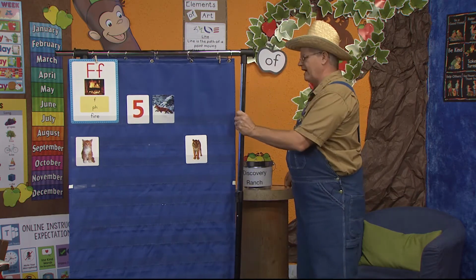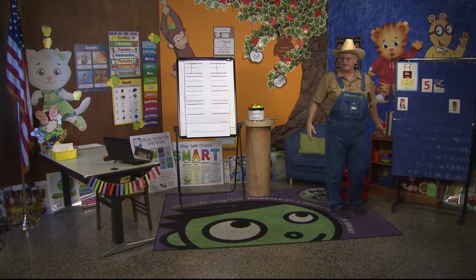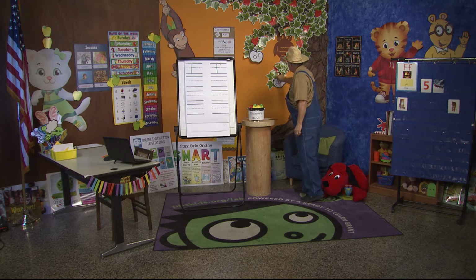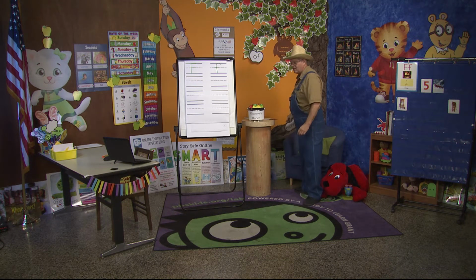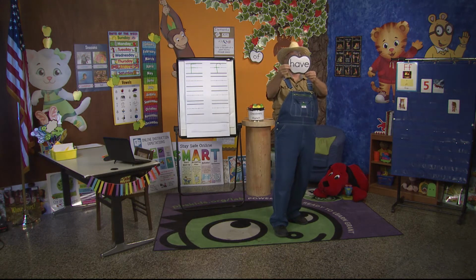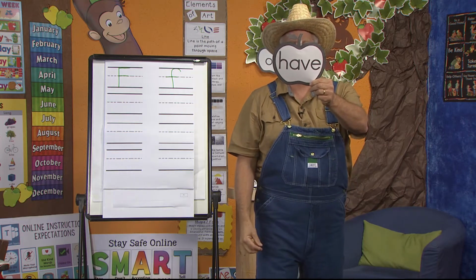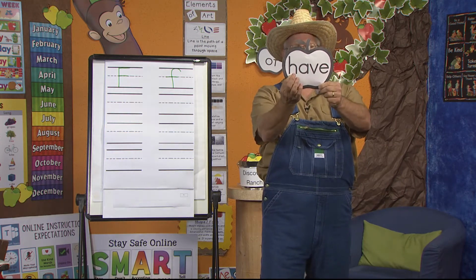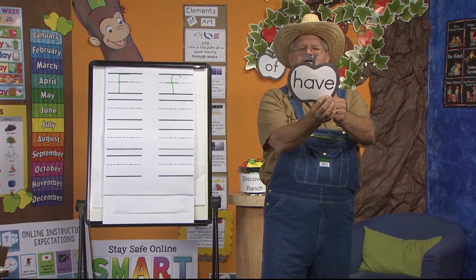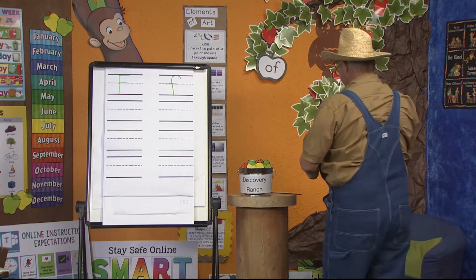Let's take a look at our sight words this week. We have two. Remember, sight words are important because if you can learn them just by looking at them, when you see them in a book, you'll be able to read them. My first word is have. Can you say have? Yes. Now let's spell the word have. H-A-V-E. That spells have. Can you say have? Yes.